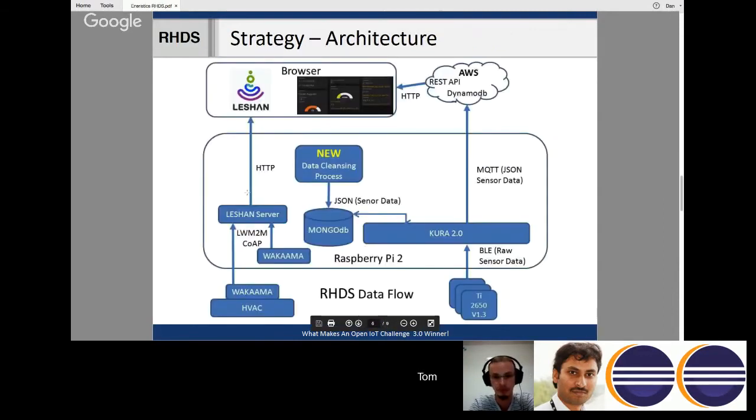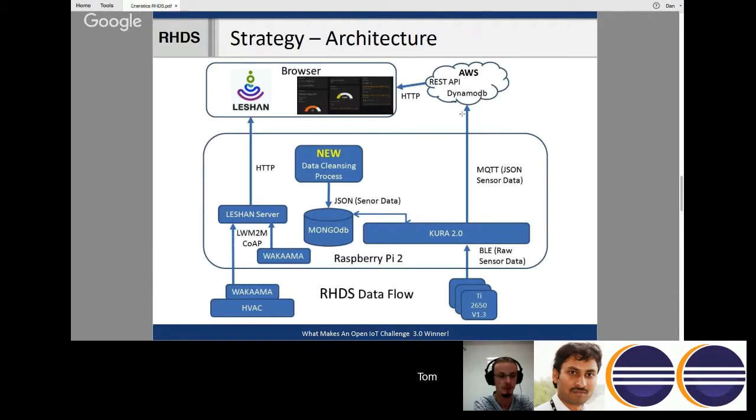In terms of our architecture, essentially the system is based on a Raspberry Pi 2, and the heart of the system really is the Kura gateway. Its primary job is to connect multiple TI sensor tags via BLE and packetize the sensor data into a JSON format, and then create an MQTT data stream back to the AWS for cloud storage.